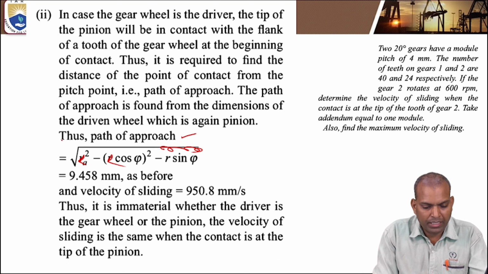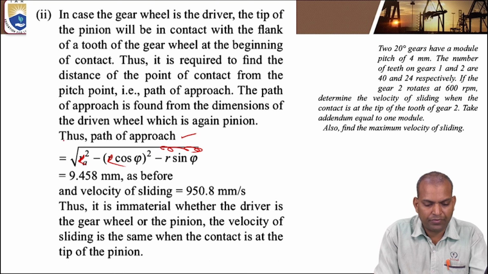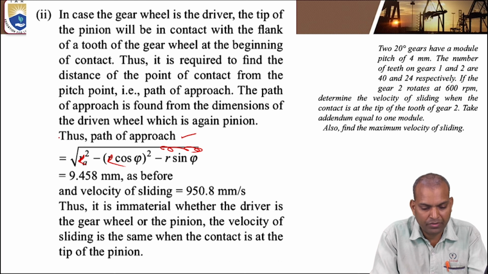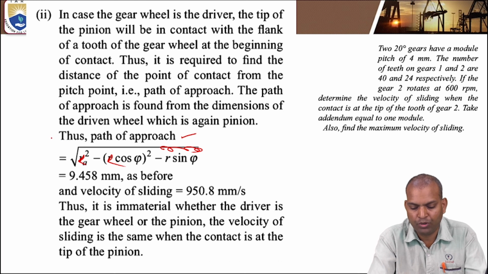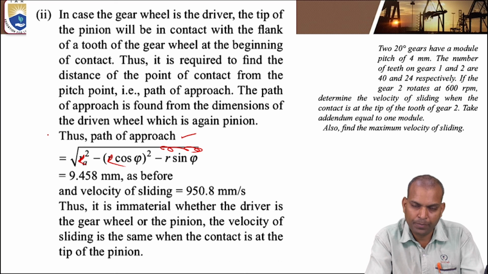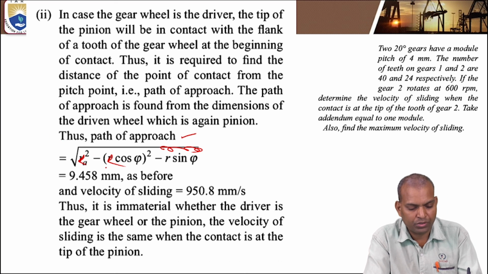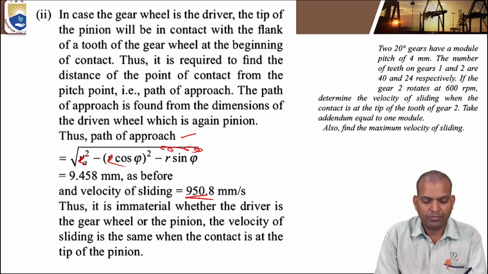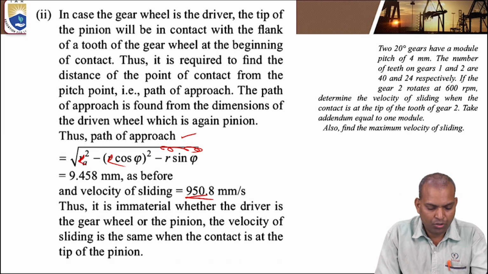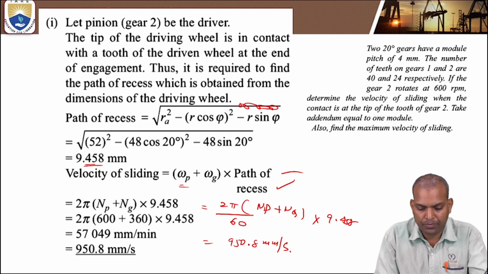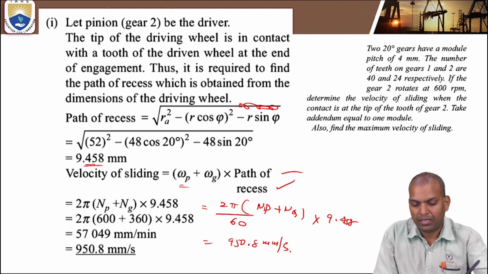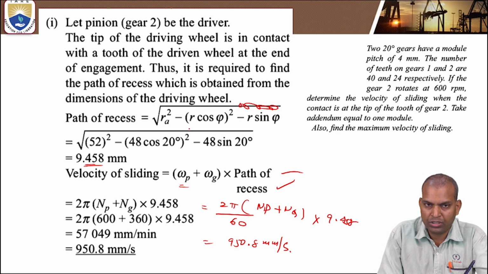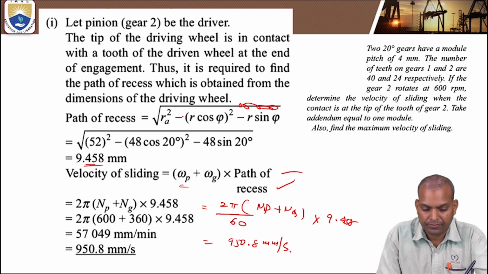So the driving wheel, but here the point is that in the case where the gear wheel is the driver, the tip of the pinion again comes to the back point of the pinion only. The path of approach also takes place, but the value is the same, that is 950.8 millimeters per second. So in this manner, we can solve for the velocity of sliding when the contact is at the tip of the tooth of gear 2, and we also found the maximum velocity of sliding.